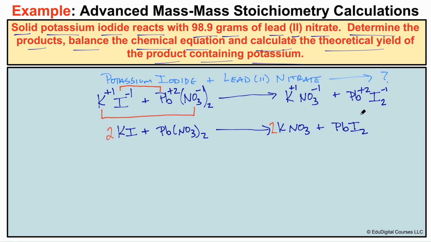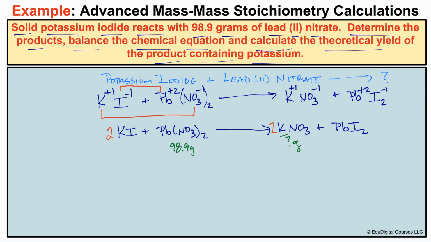We can now determine the mass of the product containing potassium. In this problem, if we read closely, we wanted to determine the theoretical yield, which is a fancy way of saying the mass, in this case, of the product containing potassium. So the products are to the right of the arrow, and what we're going to figure out is the product containing potassium. That would be this one right here. We want to know the number of grams of this stuff that will form if 98.9 grams of lead 2 nitrate are consumed.